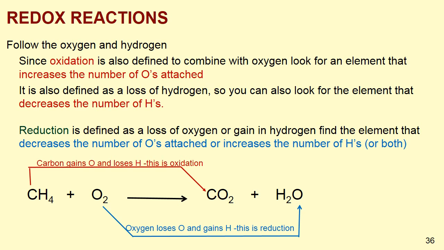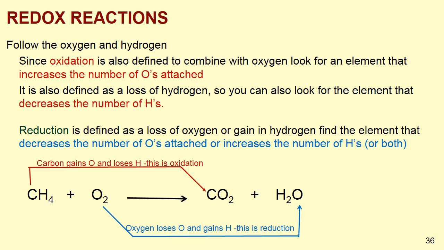Okay, so if we look at this example, carbon on the left is attached to hydrogen. On the right, carbon is attached to oxygen. So what's happened? Carbon has lost the hydrogen and has gained the oxygen. If it gains oxygen, that is oxidation. The oxygen molecule, and this might be a little bit harder to see, but notice that there's two of them, O2, and then on the right-hand side, there's only one of them, so the oxygen has actually been reduced. It lost one of its O's and gained two hydrogens, so the oxygen has been reduced.